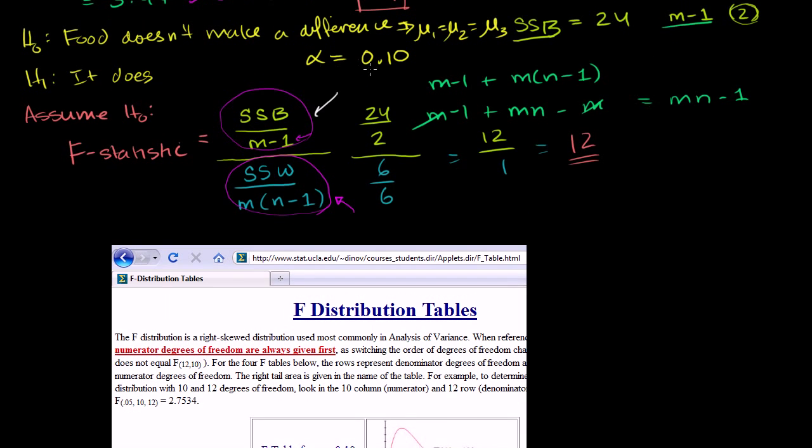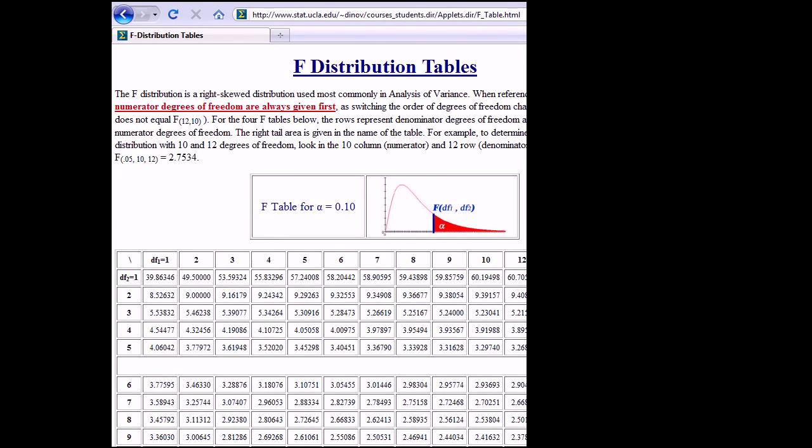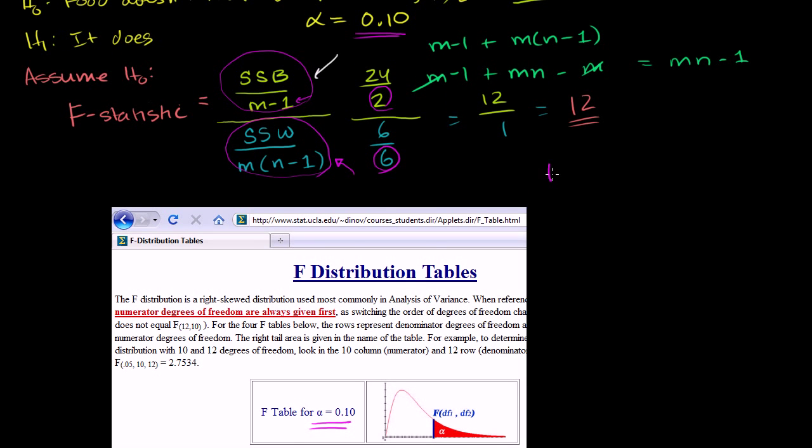The critical F statistic for alpha equal to 0.10, and you're actually going to see different F tables for each different alpha, where our numerator degrees of freedom is 2 and our denominator degrees of freedom is 6. So this whole table that I got is for an alpha, a significance level of 10%, or 0.10. And our numerator's degrees of freedom was 2, and our denominator's degrees of freedom is 6. So our critical F value is 3.46. So this value right here is 3.46.